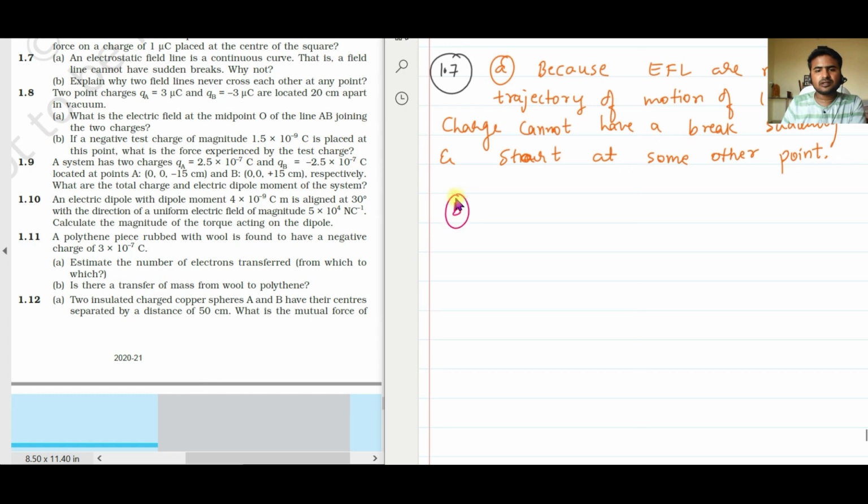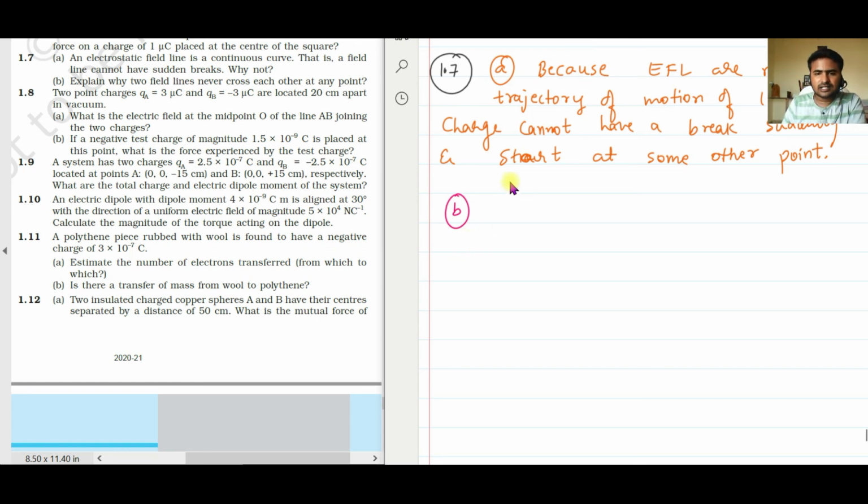And sub-question B is what? Explain why two field lines never cross each other at any point. Why don't two electrical field lines cross each other? That's because if electrical field lines are crossing each other at any point, the charge cannot have two directions of motion simultaneously, correct? Because an electrical field line gives you the direction of force experienced by the unit charge. Now if two electrical field lines are crossing each other, then this charge cannot move in two different directions simultaneously, correct? So that's the reason.